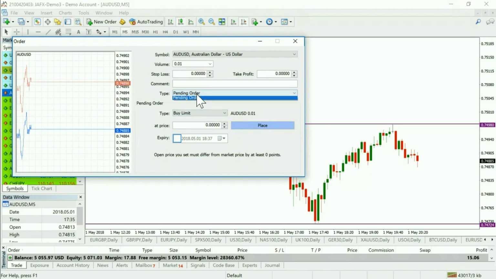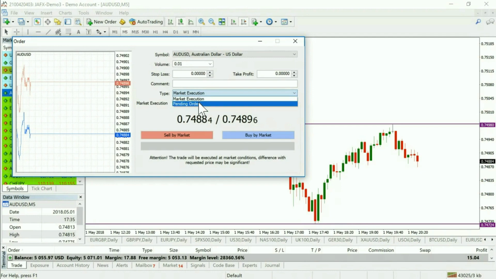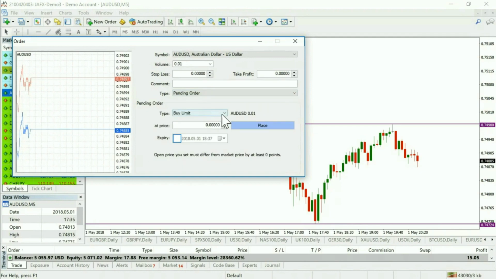So when we click on pending orders, we have a drop down. We can do market execution, which is what I've just placed, or a pending order. And we can click order type, and you get the 4 types that we can choose from. So we're going to place a buy limit order, which means we don't want to buy at the current price.